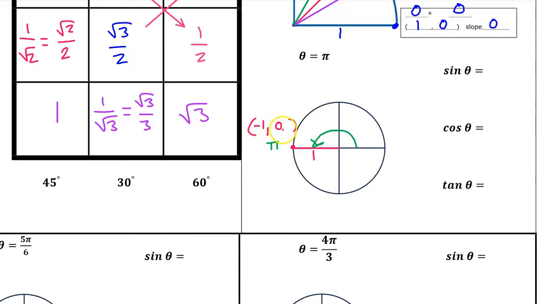These are the coordinates. On the unit circle, the sine is the y value. So sine of pi is 0. Cosine is the x value. So the cosine of pi is -1. Tangent is y divided by x. 0 divided by -1 is 0.